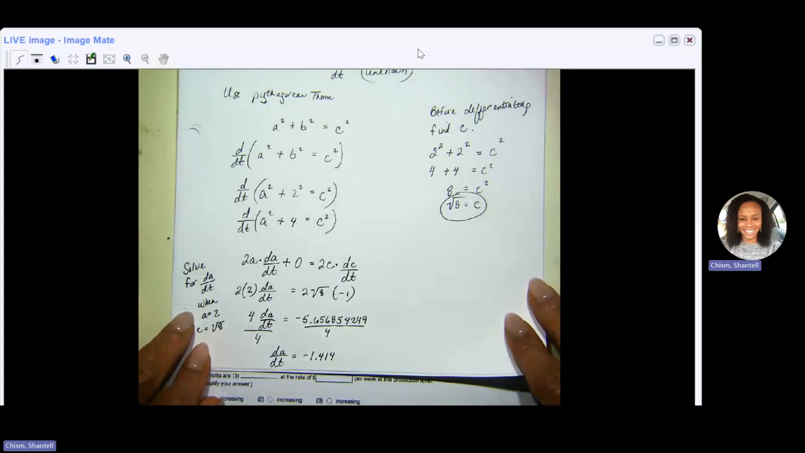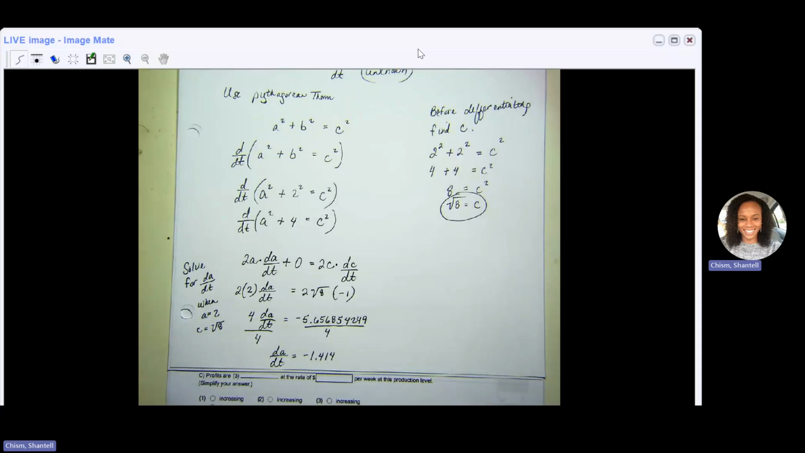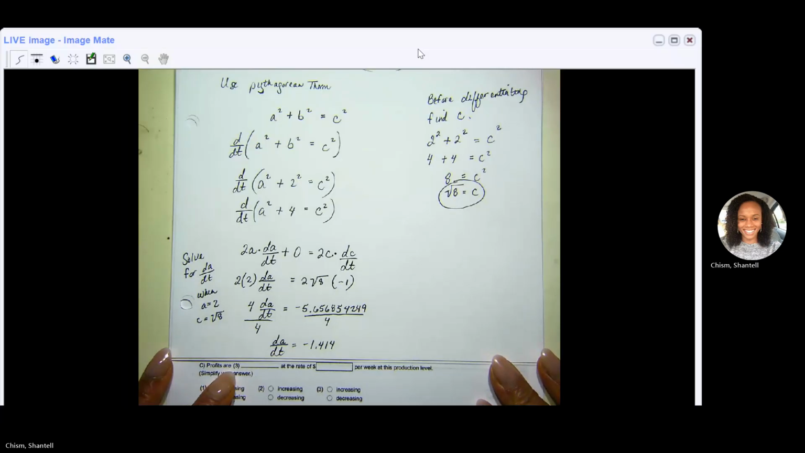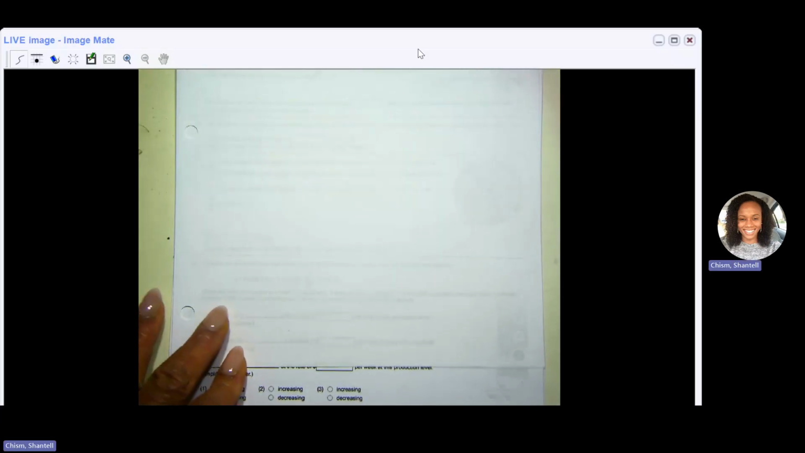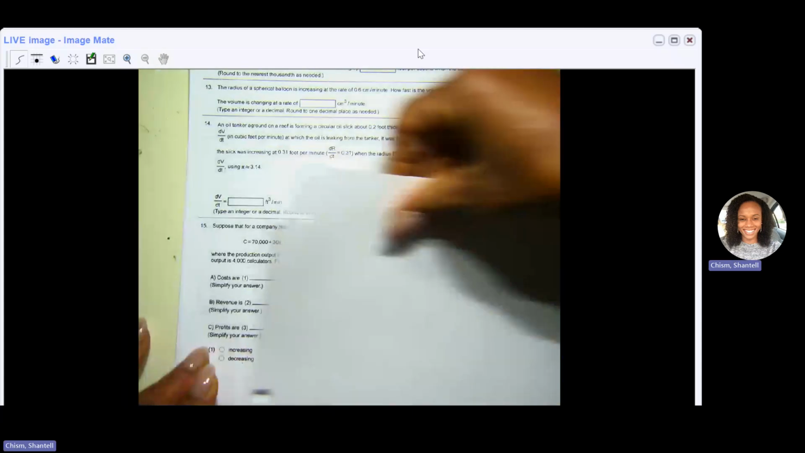Hopefully this is making more sense for you. We're going to look at another problem. Let's see what we got next. How about number 13? Let's take a look.